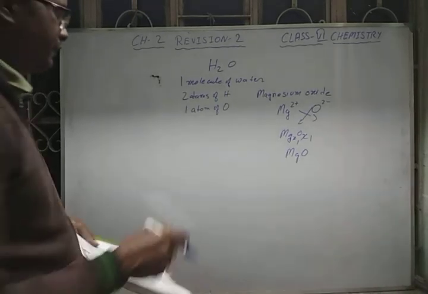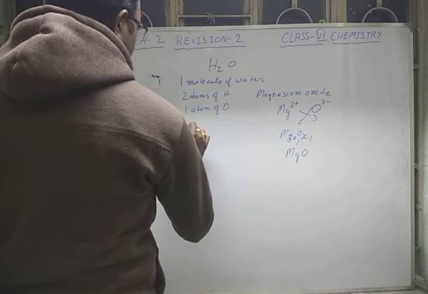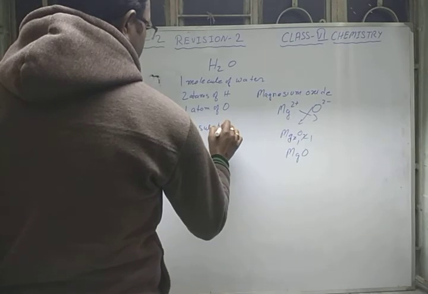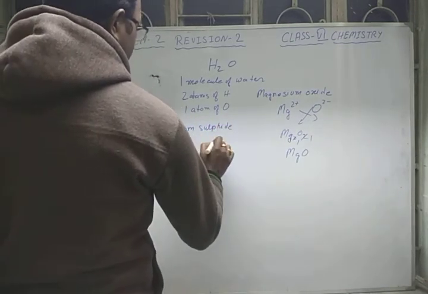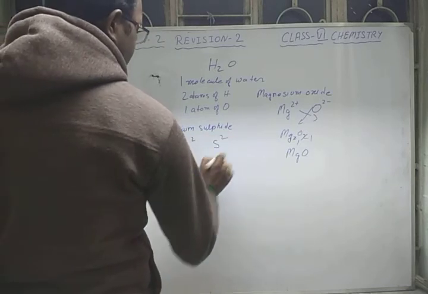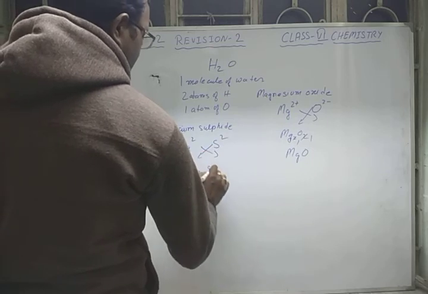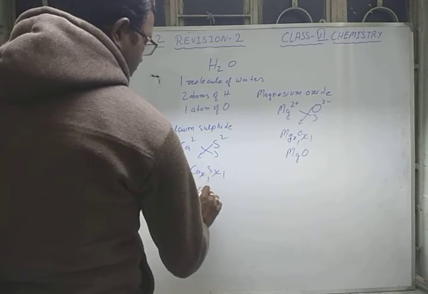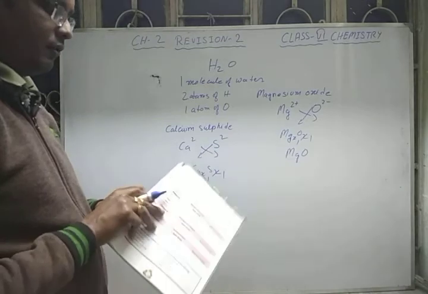Suppose calcium sulfide. Calcium is Ca and sulfide is S. Calcium has valency 2, and sulfur also has valency 2. When you crisscross, you will get Ca2S2. Again by the common factor they can be cancelled. So calcium sulfide is CaS, that is the formula.